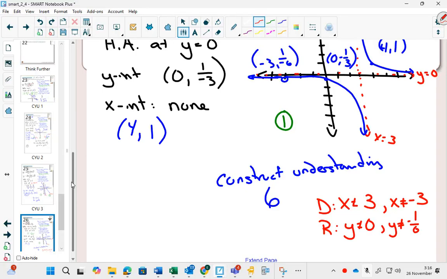So it's a little bit crazy. Why didn't it go through -1/6? Because the hole is at -1/6 and this keeps getting higher and higher. It hits that, skips over it, and gets higher and higher that way. So a little bit tricky for the domain and range there.